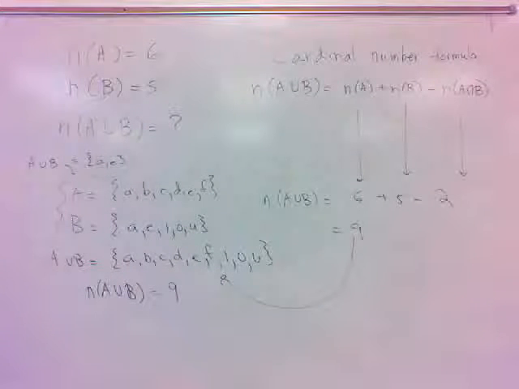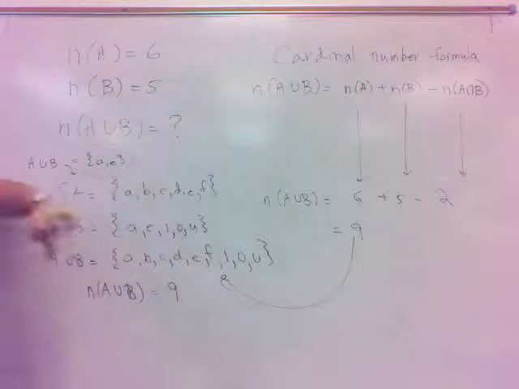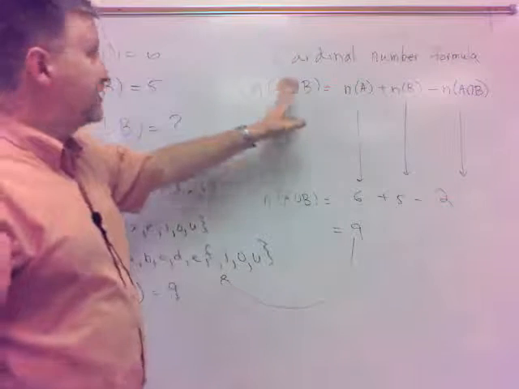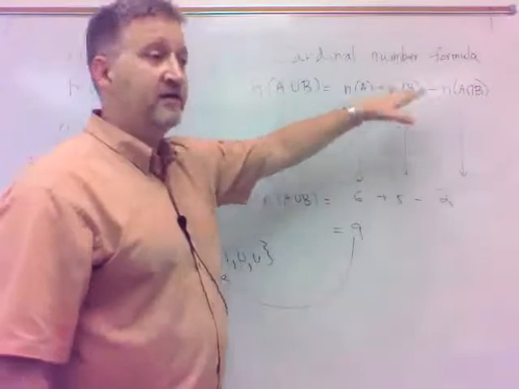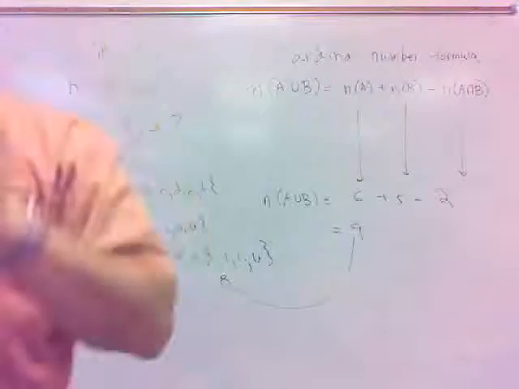Okay? So what this does is that you don't have to necessarily know these elements. It could be any elements. What you need to know to find the union is you need to know the number in A, the number in B, and then the number in the intersection. If you know those three, then you can find the number in the union.